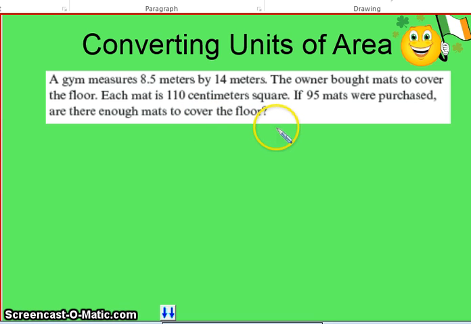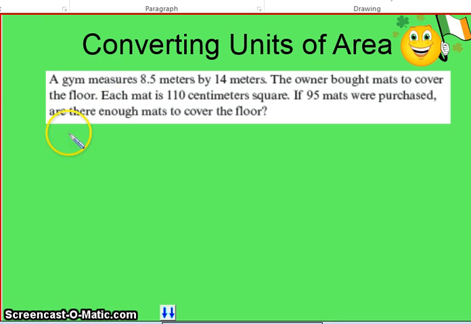Now when we're working this problem, we know how many mats were purchased and what their area is in centimeters squared. We need to know if they will cover the entire area of the floor. So what we're going to have to do is figure out the area of the floor, and that's going to be in meters squared, meters times meters. And we're going to have to figure out the total area of all 95 of those mats and see if they're sufficient to cover the floor. But we're going to have to convert centimeters squared into meters squared in order to do that, or meters squared into centimeters squared. First, let's find the area of the gym.